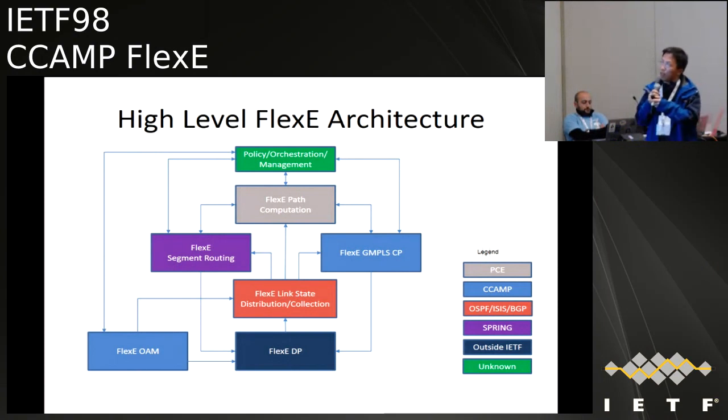The legend on the right side lists the potential home of each part. For example, the GMPLS-based work should belong in the CCAMP working group, and the IGP-related part may be in either CCAMP or the IGP working groups, and the signaling part should be in the CCAMP working group. So, okay.